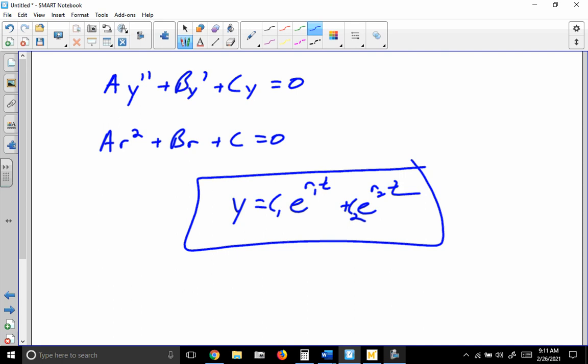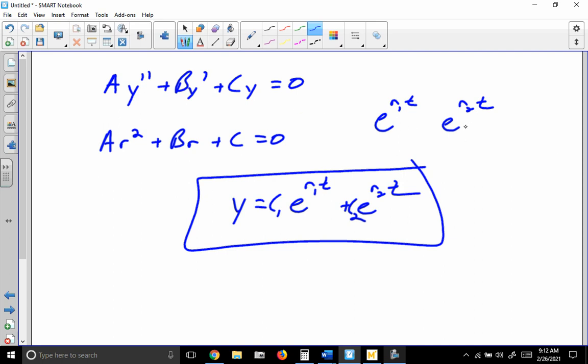As we progress through this, we're going to find out that depending on what r comes out to be, sometimes we get imaginary values for r, sometimes we get radical values for r, sometimes r is repeated. One thing that is mentioned here is that these solutions, e^(r1 t) and e^(r2 t), need to be linearly independent functions. They need to be two different functions.